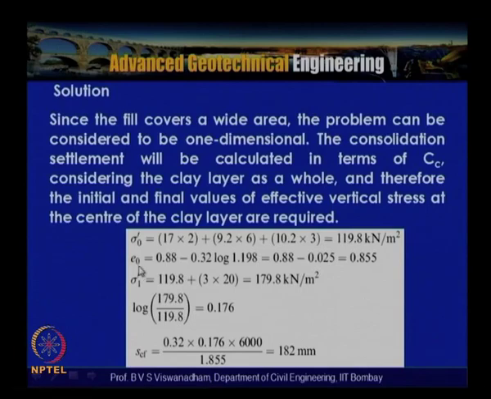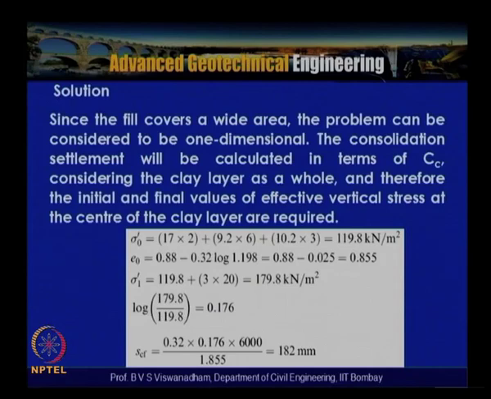Then e naught is 0.88 minus 0.32 into log 1.198, because sigma naught dash is 119.8 divided by 100. The initial void ratio e naught from the e-log p data is 0.855, and sigma 1 dash is 119.8 plus 3 into 20, since this has been loaded over a period of 3 years. So sigma 1 dash is 179.8 kN per meter square. The logarithm of 179.8 divided by 119.8 is 0.176. So with that we get a settlement of about 182 mm.